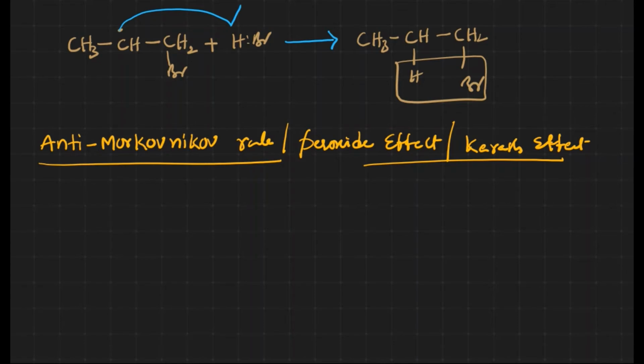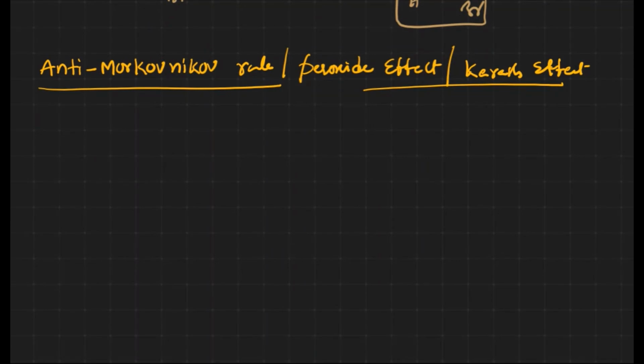What is meant by the Markovnikov rule, which we have discussed earlier? In the Markovnikov rule, the negative part of the reagent is going to attack what? The carbon with less number of hydrogens, right? But here, the bromine free radical, the negative part of the reagent, is going to add to the carbon which has more number of hydrogens. That is the opposite to that of Markovnikov rule, right? That's why we are calling it anti-Markovnikov rule.